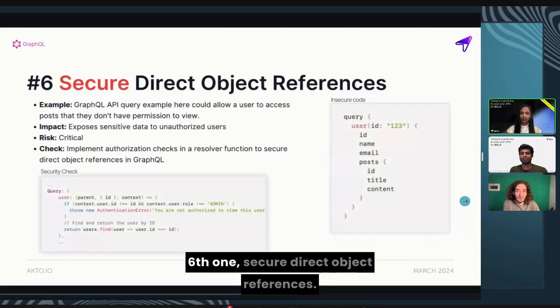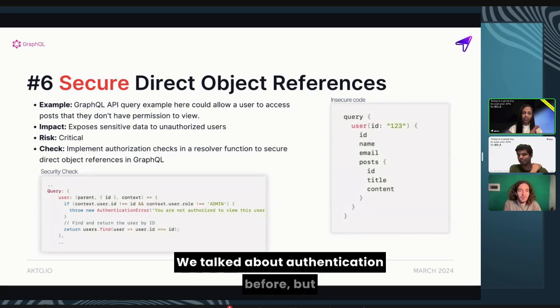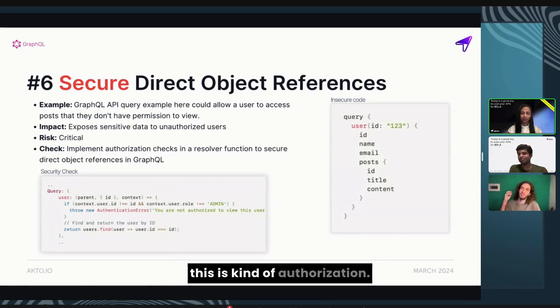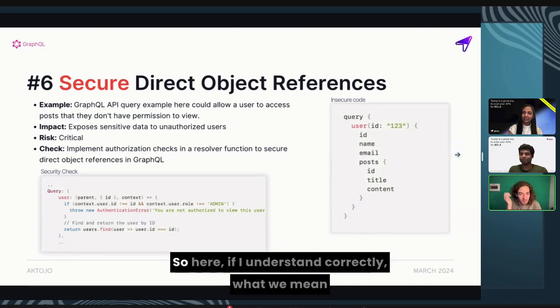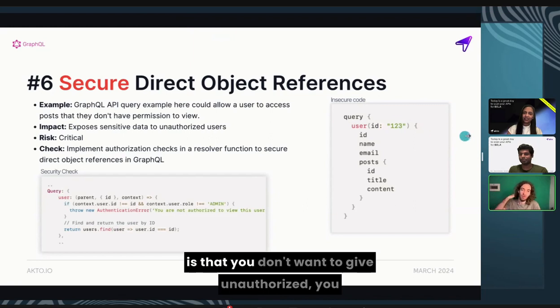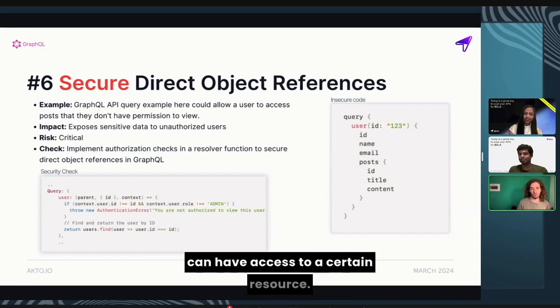All right. Sixth one, secure direct object references. So authorization checks. We talked about authentication before, but this is authorization. If I understand correctly, what we mean is that you want to make sure that unauthorized people cannot have access to a certain resource.